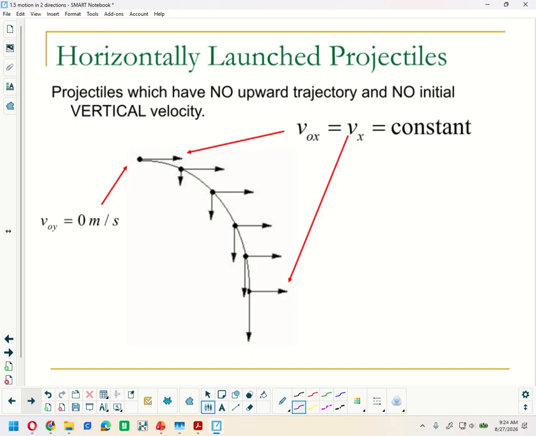So my velocity initial in the y direction is going to be 0. Where velocity initial in the x direction is going to be constant. So that means it's going to stay the same all the way across this. So the magnitude of each one of these is going to be the same. So they're all the same length here.